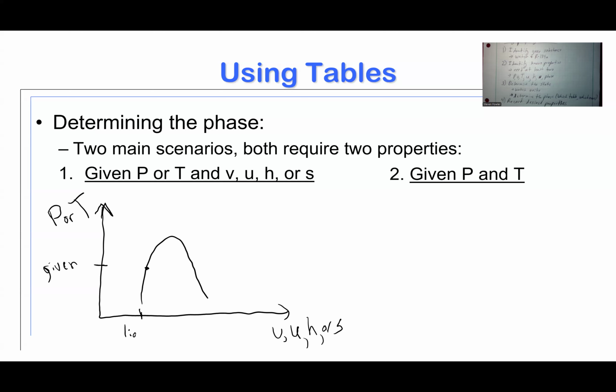Given temperature, at your given temperature, you're going to want to know, am I between the values for liquid and the values for vapor? And once I know that, then I can figure out where I am in terms of phase. Once I know my phase, then I'll be able to find the rest of the information.